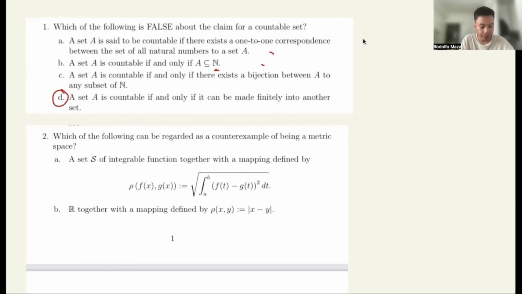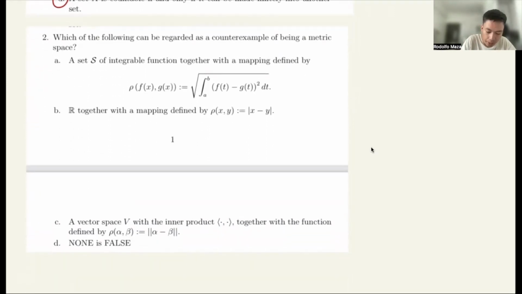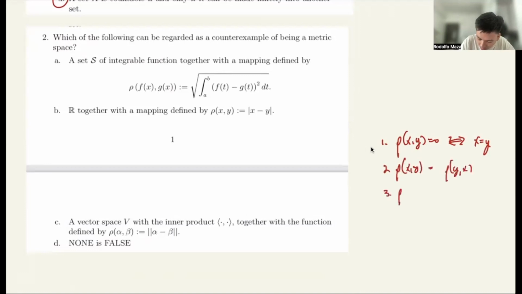Okay, for number 2, which of the following can be regarded as a counterexample of being a metric space? So, titingnan natin sila. Paano nga ulit yun? Remember that for the rule for being a metric space, rho of xy is 0 if and only if x equals y. And then for number 2, rho of xy, dapat this is the same as rho of yx. And then number 3, rho of xy should be less than or equal to rho of xz plus rho of zy. So, ibig sabihin parang may sisingit doon. So, this is the triangle inequality, di ba?